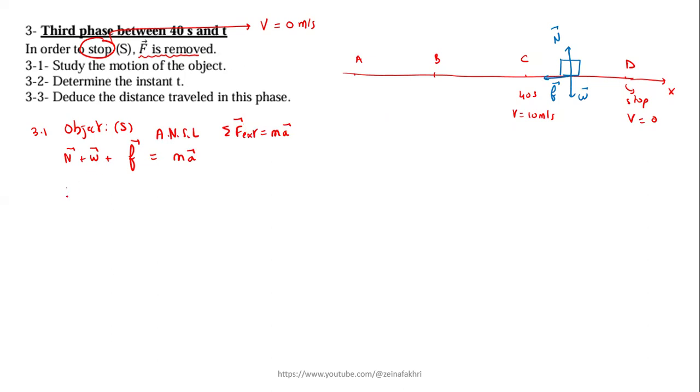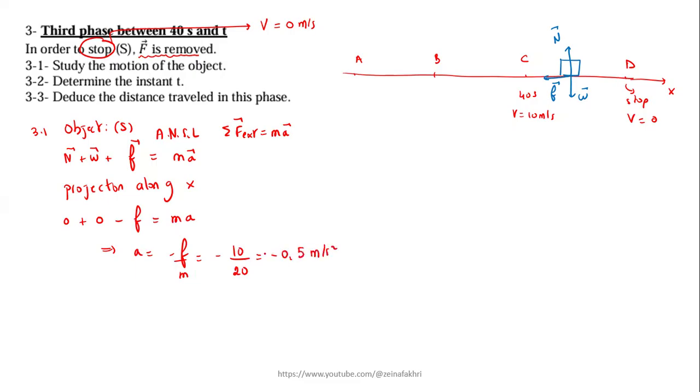We put the forces. Now we also do the projection along the x-axis, since my aim is the motion, the acceleration. Normal is perpendicular, so its effect is 0. The same thing for the weight. The friction is opposite, so it equals M multiplied by A, which means that A is equal to negative F over M. It means negative 10 over 20, so equal to negative 0.5 meter per second squared. I notice that the acceleration here is constant, but negative, so I can deduce a uniform decelerated motion.